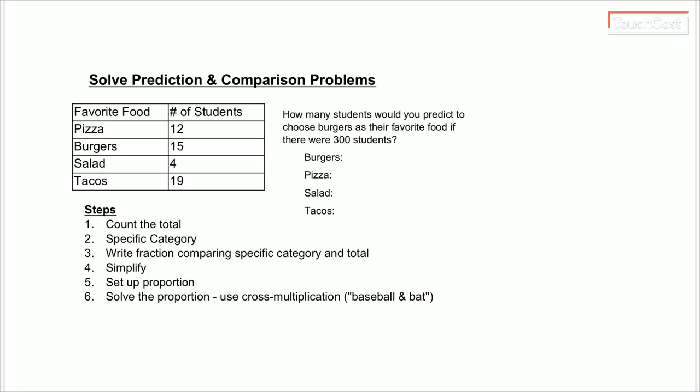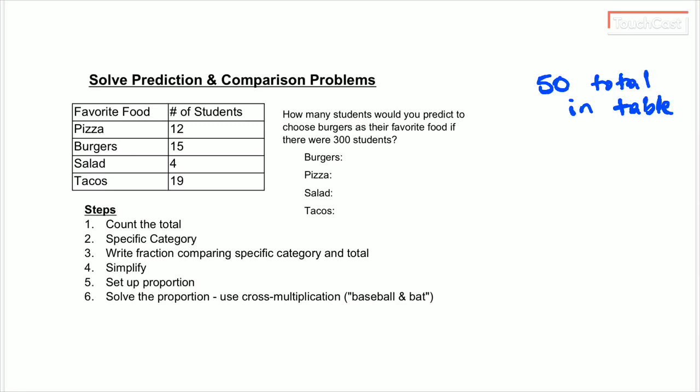For problems like this, we're going to use the total number of students in this case to make a prediction based on their favorite food choice. So the first thing we have to do is count how many students we have in the table, which is 50. After that, we have to figure out what specific category we're looking for and write that as a fraction using that number on the top and 50 on the bottom.